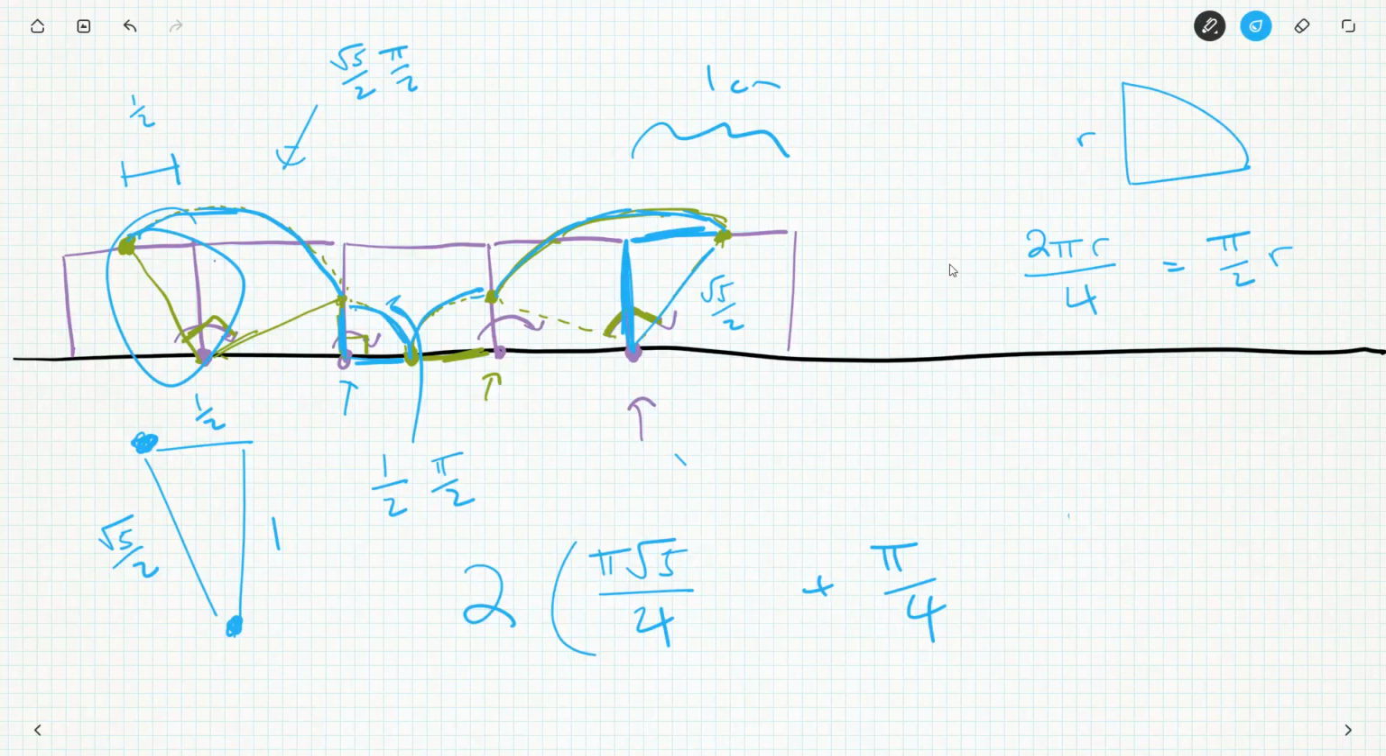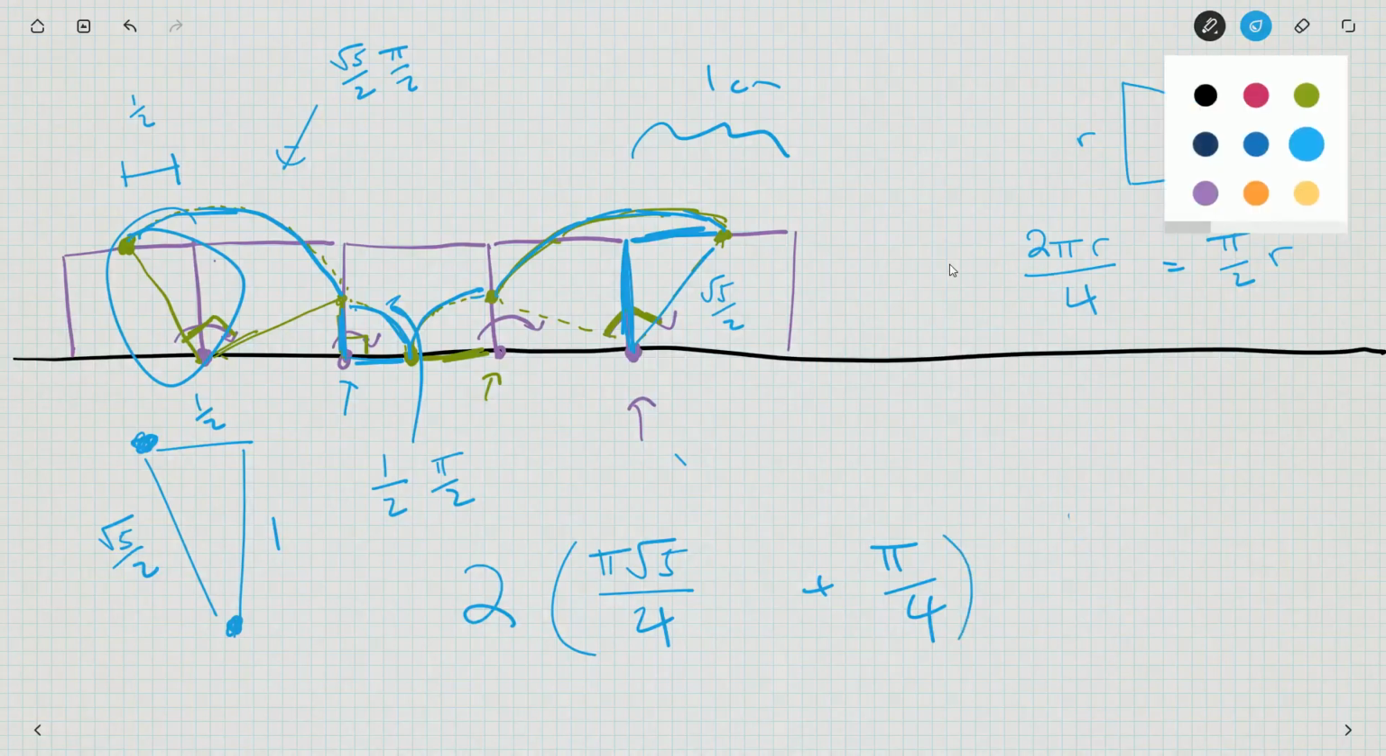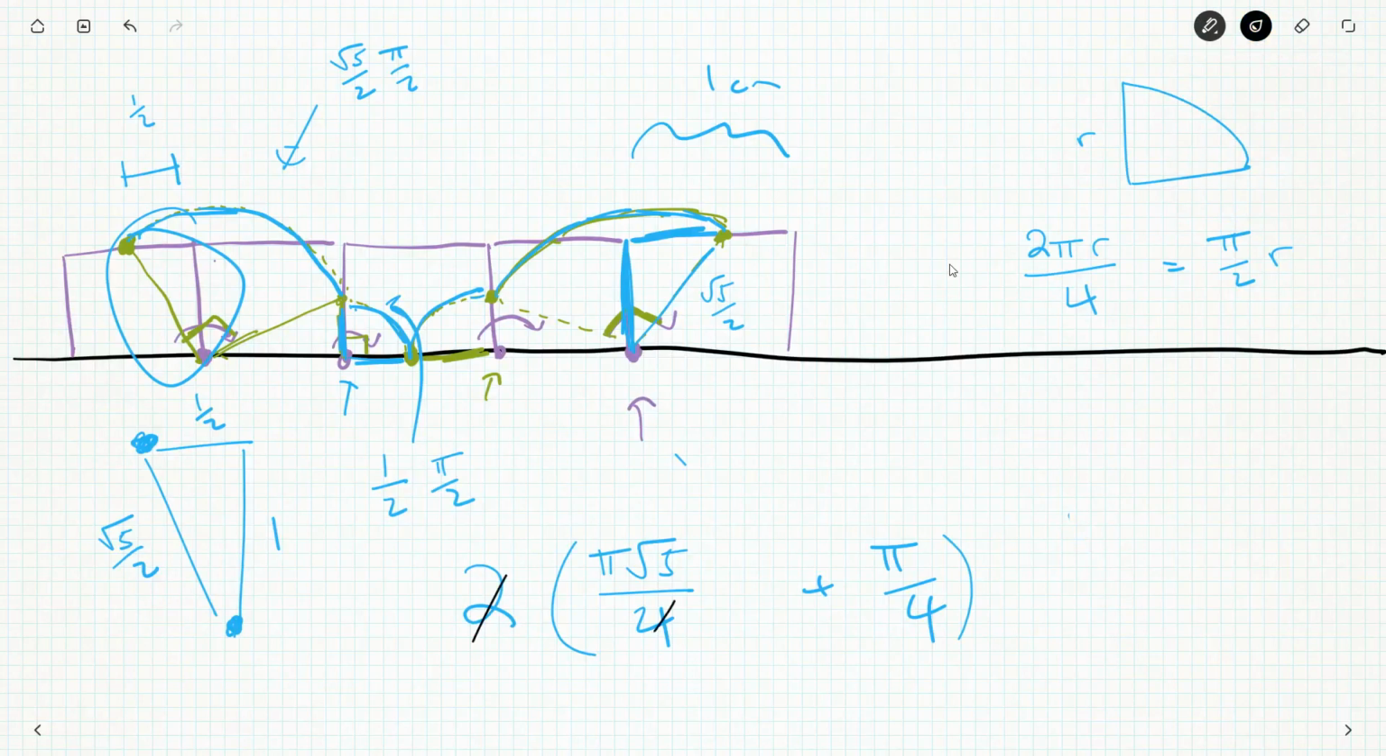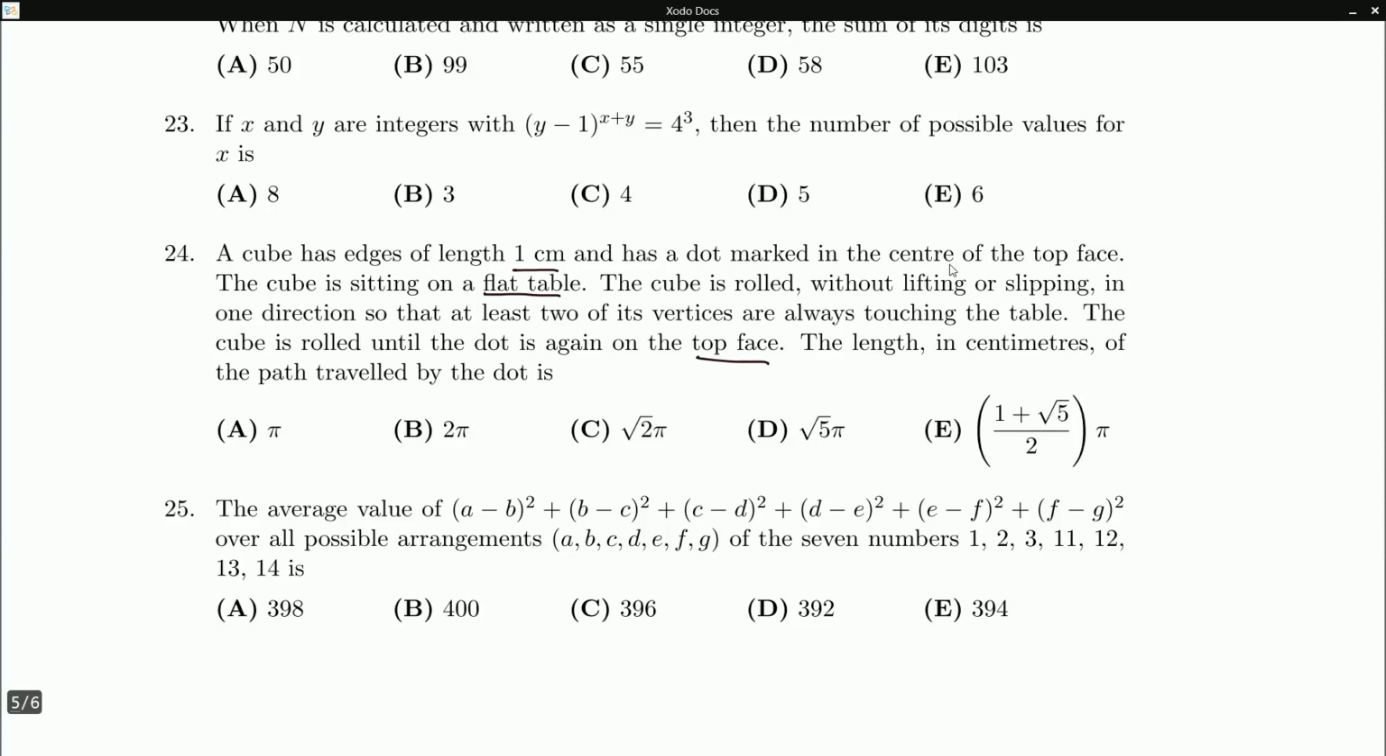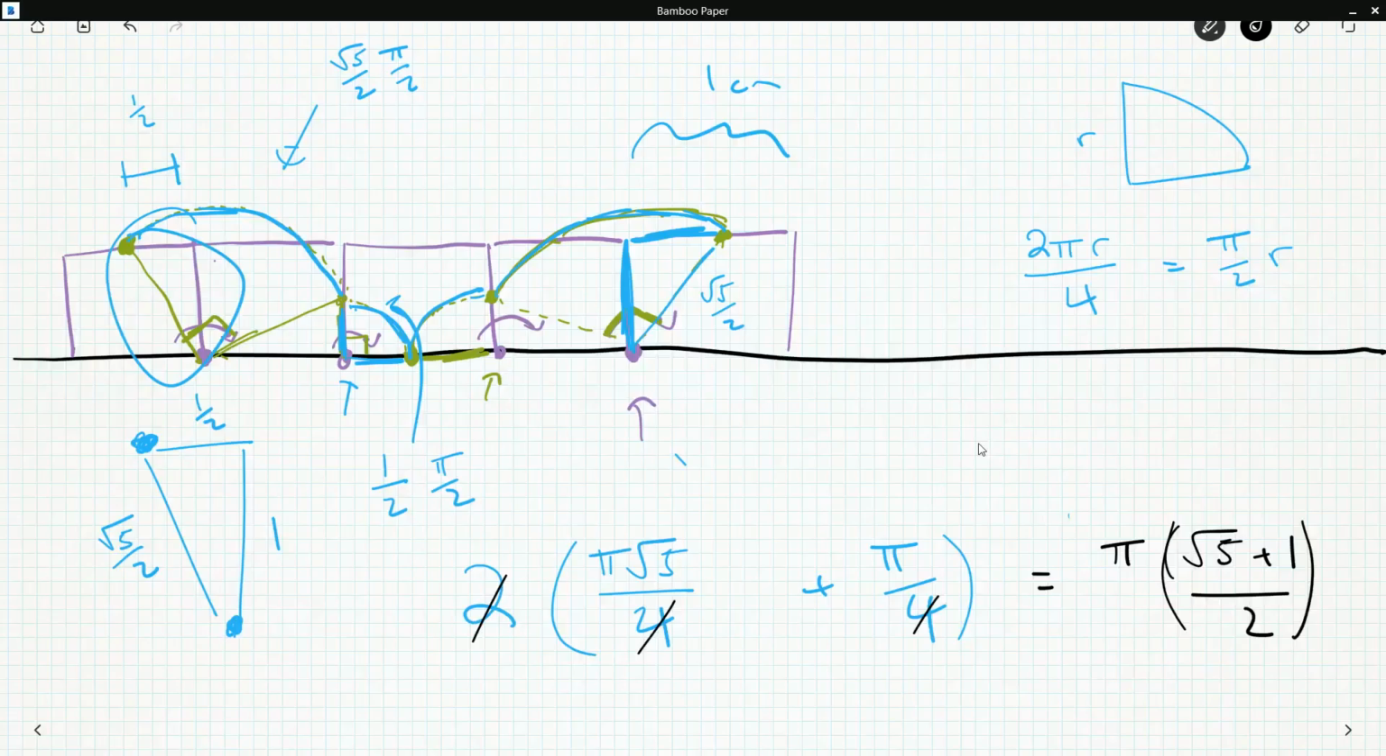Okay, and now the 2 can come along. I'm going to switch back to black here. The 2 comes along, cancels out with parts of the 4, and we'll take out a factor of pi. We'll get root 5 plus 1 all over 2. Oh, isn't that nifty? That's the golden ratio, 1.618033989. No, I didn't use a calculator for that. If you're wondering, I'm just very familiar with that number. Okay, so is this one of the possible answers? Yeah, it's the really interesting looking one at the end. It's E.